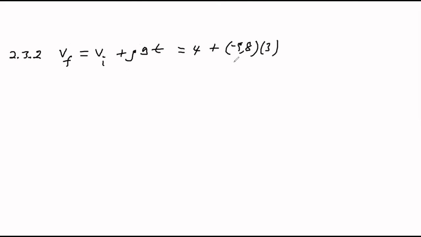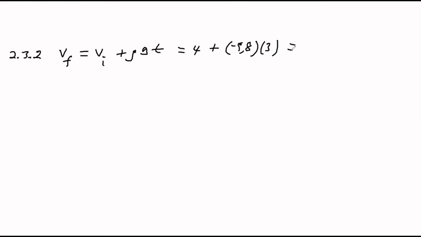That is 2.3.2. Which formula to use? We can use v final equals v initial plus g delta t. Let's substitute: the initial velocity is 4. We take up as positive. g is negative 9.8. We take down as negative. t is 3. What is the answer?